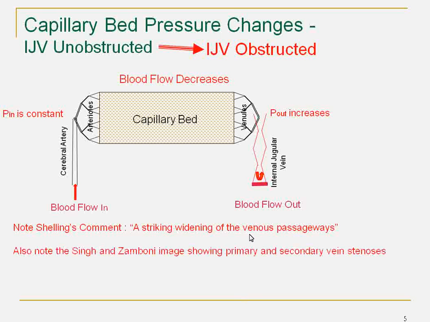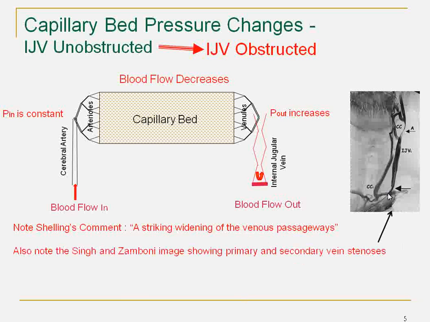Singh and Zamboni have images that show both these primary and secondary stenoses, so I'll show you this picture. Here is what I've been talking about: the internal jugular vein, and right down here, about in the collarbone area, is the thickened valve, and so it's blocked off at that point. Up here, about a quarter wavelength away, is a narrowing, or in medical language, a stenosis. And this narrowing is consistent with this kind of a narrowing.